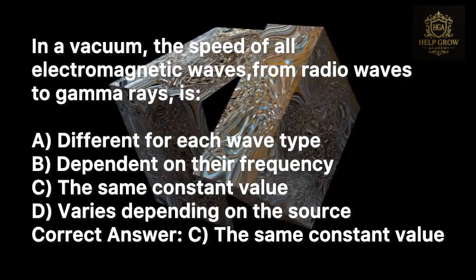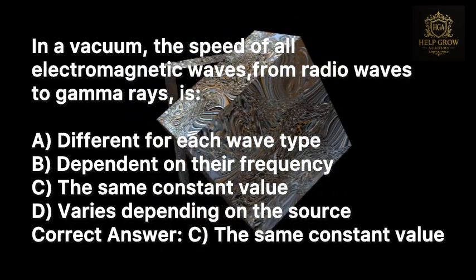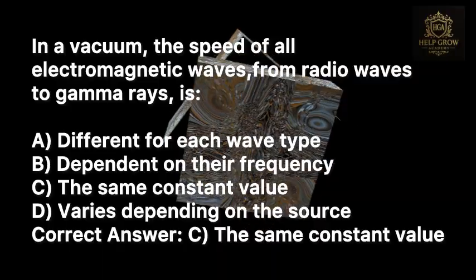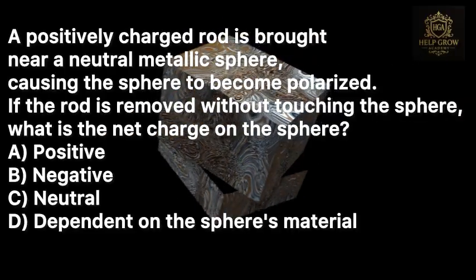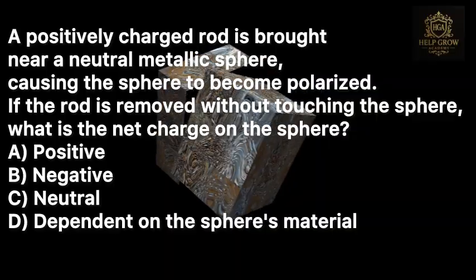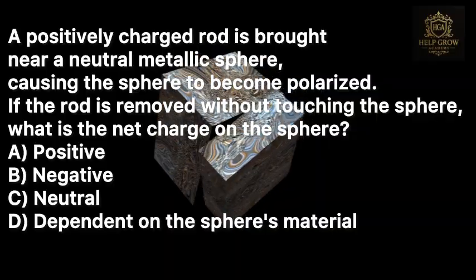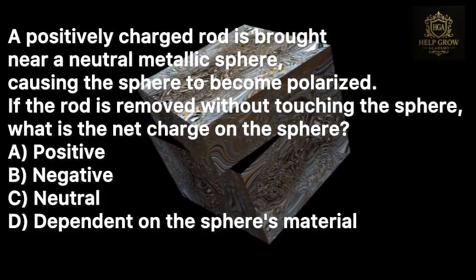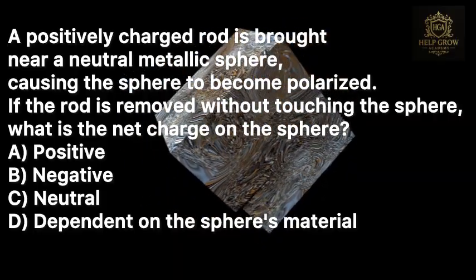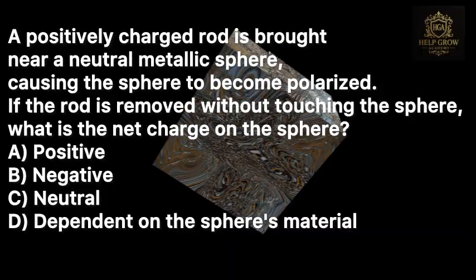So the correct option is option C. They travel at the same constant value. Question 6 says a positively charged rod is brought near a neutral metallic sphere, causing the sphere to become polarized. If the rod is removed without touching the sphere, what is the net charge on the sphere?